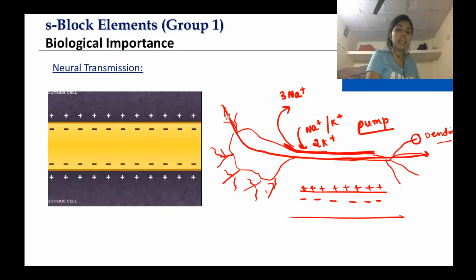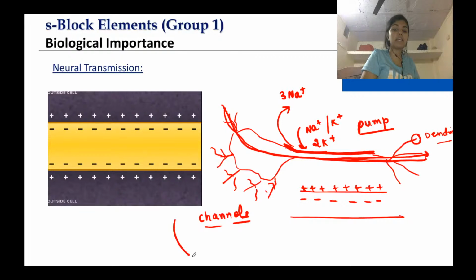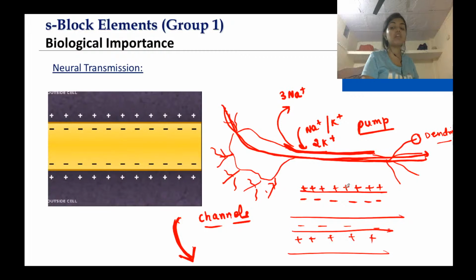Now what happens when the electrical signal passes through this? When the electrical signal is passing through this, certain channels are opened through which sodium can come inside also, right? This happens only when the signal is passing through. Now what will happen, the polarity will change. First it was positive outside and negative inside. Now it will become what? Negative outside and positive inside. So because of this change in polarity, neural transmission is possible.